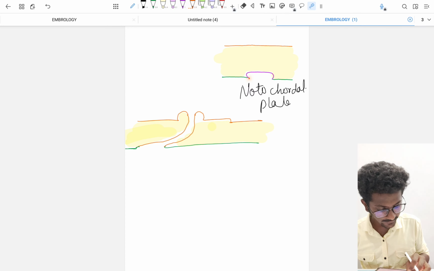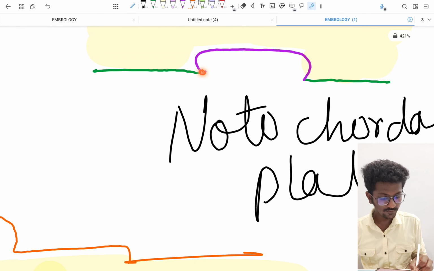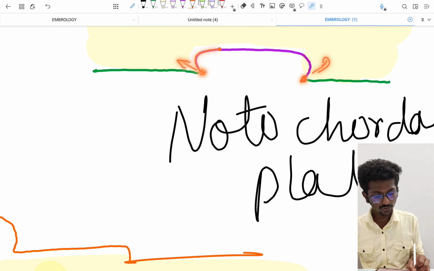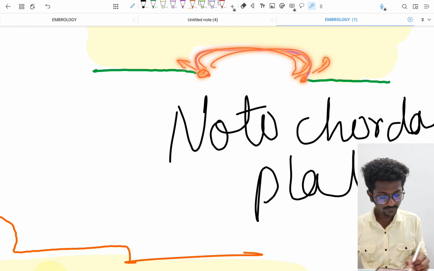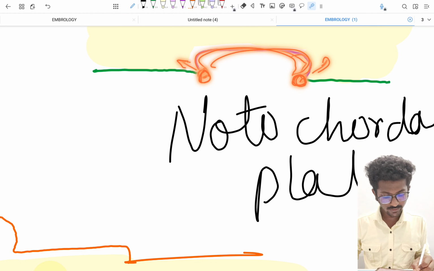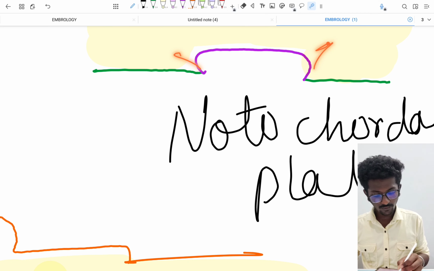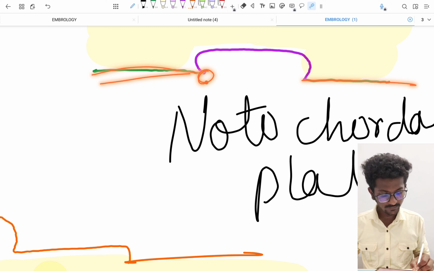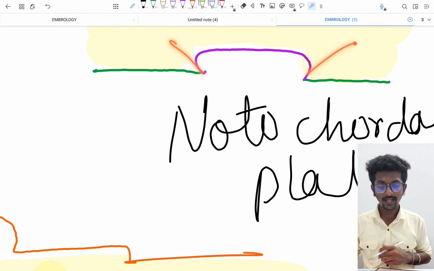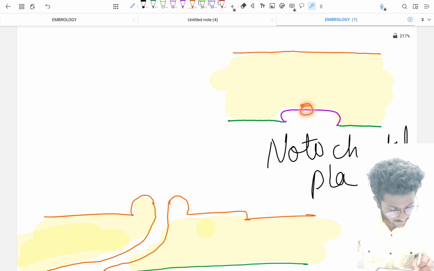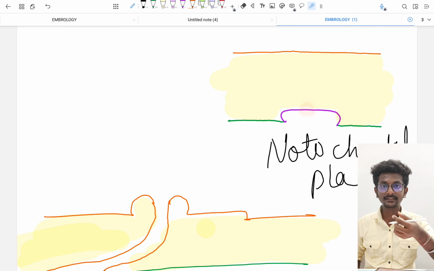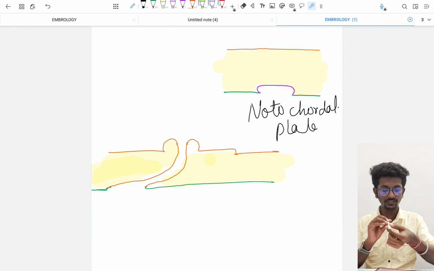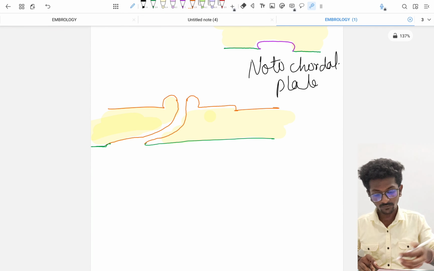Okay, now what will happen in the next step? The ends of the notochordal plate will get detached from the endoderm. This is the notochordal plate and these are the ends of the notochordal plate. So it will get detached from the endoderm, and then it will form a solid mass like structure longitudinally, and that is called the definitive notochord.